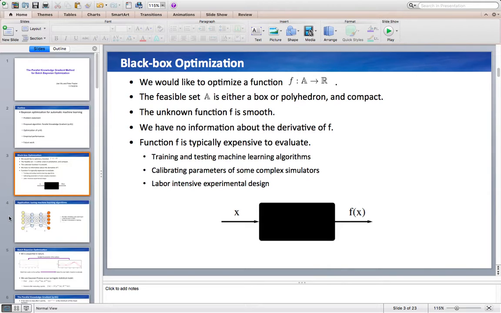The unknown function f, we assume, is smooth, but every time we evaluate f it only gives us a noisy evaluation of the function value, so we have no information about its derivative. And the function f is typically very expensive to evaluate. For example, testing very complex machine learning algorithms, calibrating very complex simulators, or even experimental design.